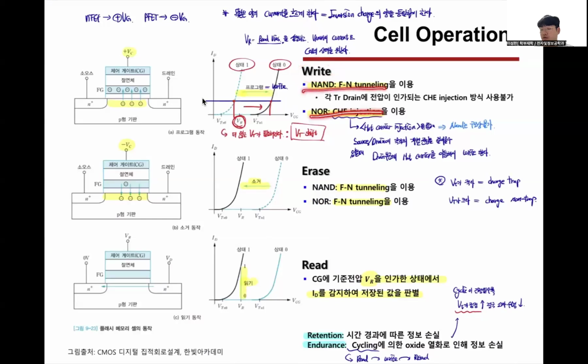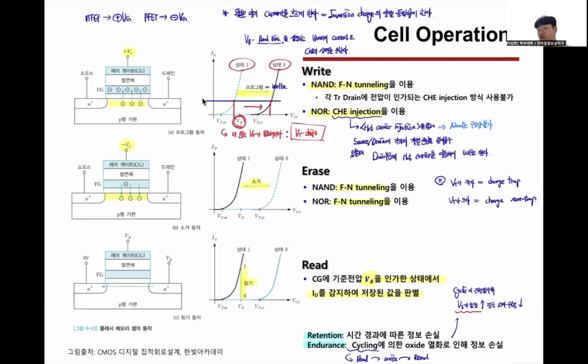Next, the NAND or NOR structure of flash memory. There are two types of flash memory, NAND and NOR. NAND uses Fowler-Nordheim tunneling for the writing operation, and NOR uses hot carrier injection because its structure can control the source and drain. We can give the source and drain individual biases, so we can control this VDS.